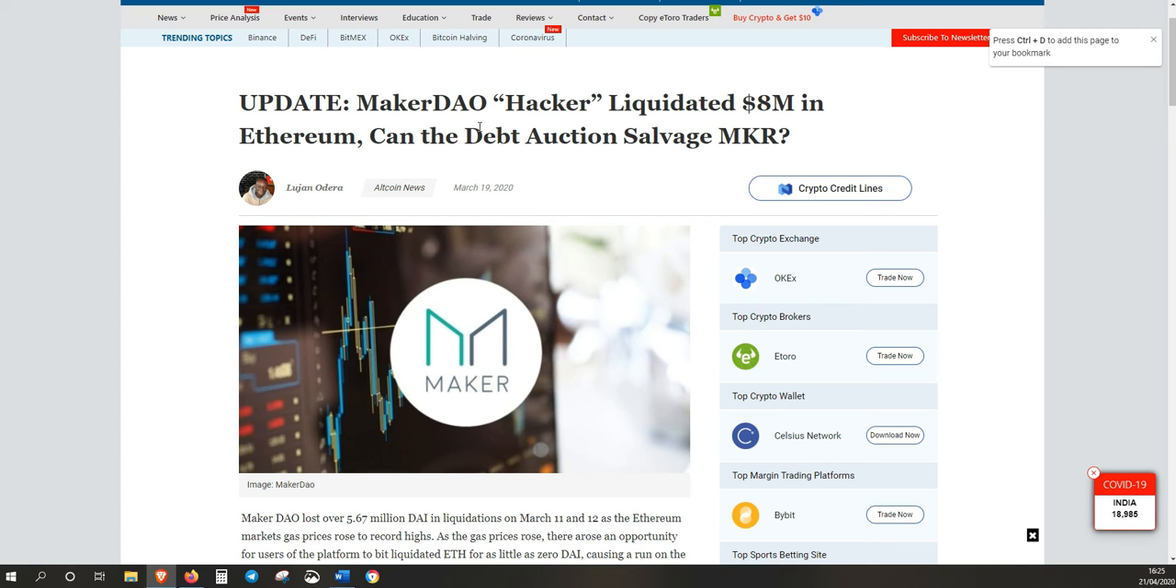And this is another issue: due to the extreme volatility in the crypto market, it allowed some people to take advantage of that and liquidate about 8 million in Ethereum tokens.